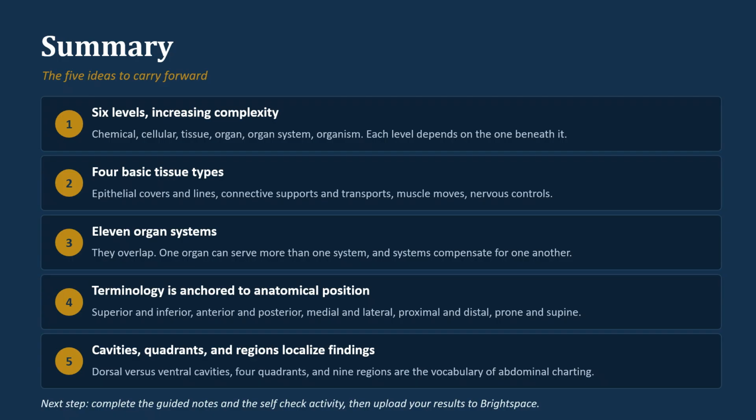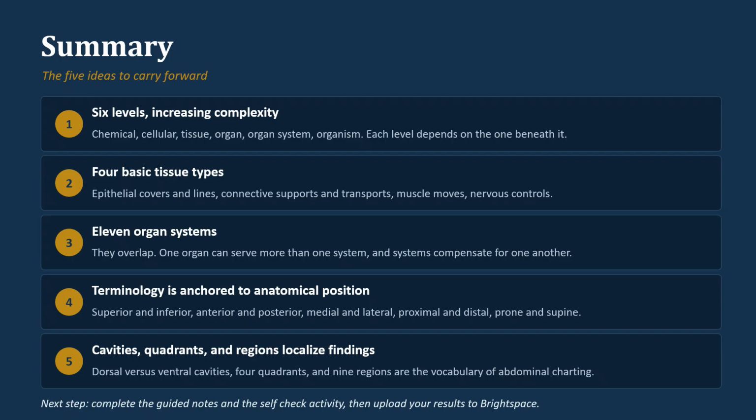3. 11 organ systems maintain the organism and they overlap. The pancreas serves both the digestive and endocrine systems, which is a reminder that these categories are tools for learning more than rigid walls. 4. All anatomical terminology is anchored to anatomical position, standing erect, facing forward, palms forward. Learn the directional pairs and never forget that right and left belong to the patient.